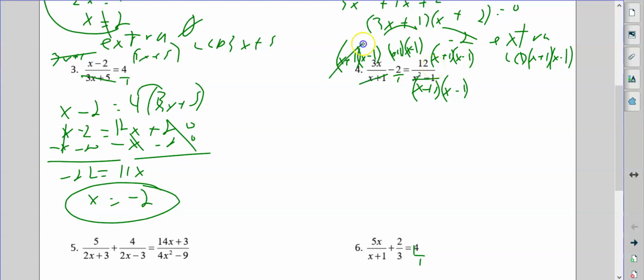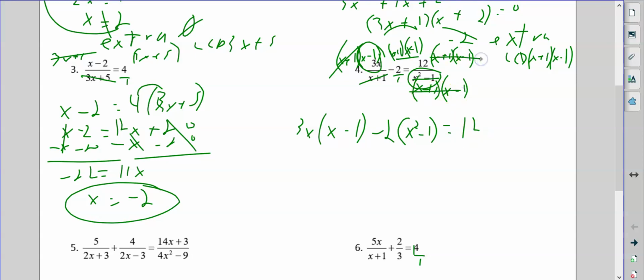Here the x plus 1 cancels. That leaves me 3x times x minus 1. Minus 2. Now, here's the thing. I could write all this, but I want to multiply it anyway, and I already know what it multiplies out to be, so to save myself time, I can just write x squared minus 1, because that's what it was originally. Equals 12, and everything cancels here.